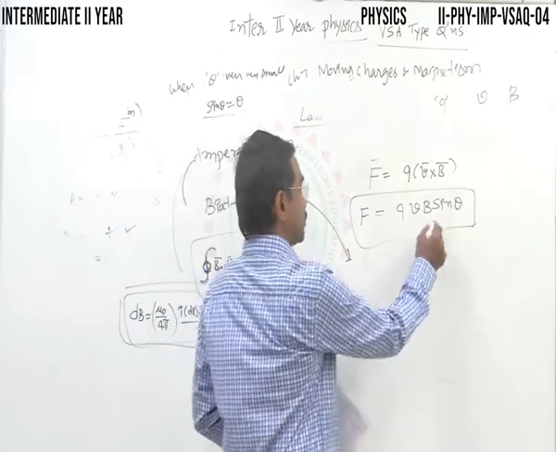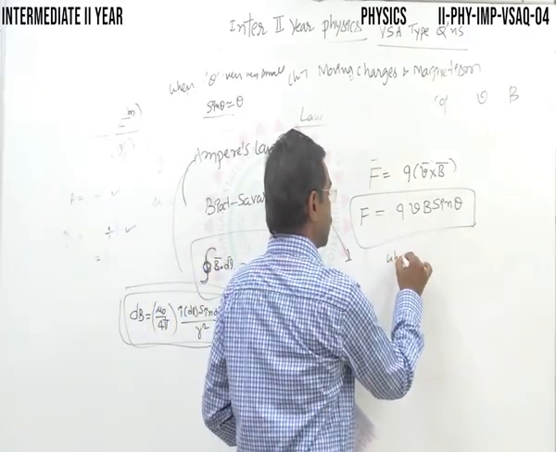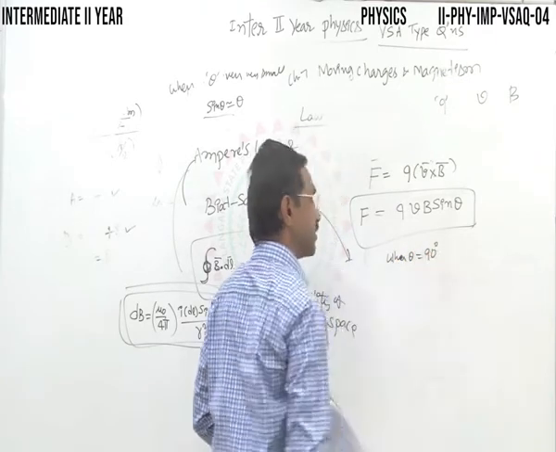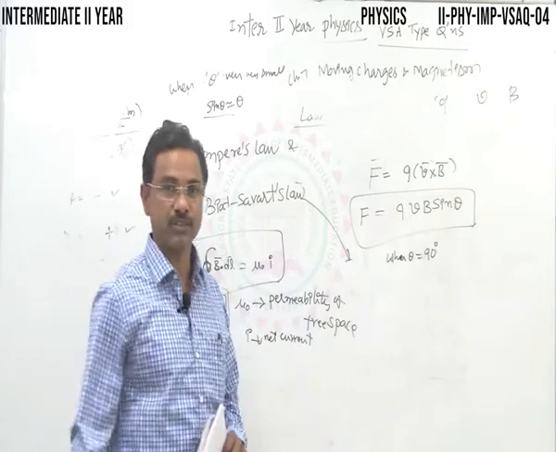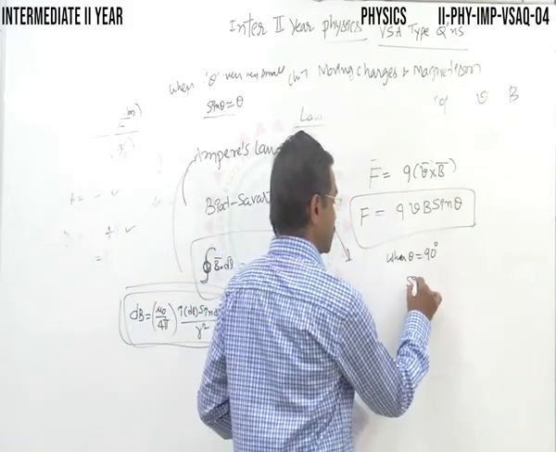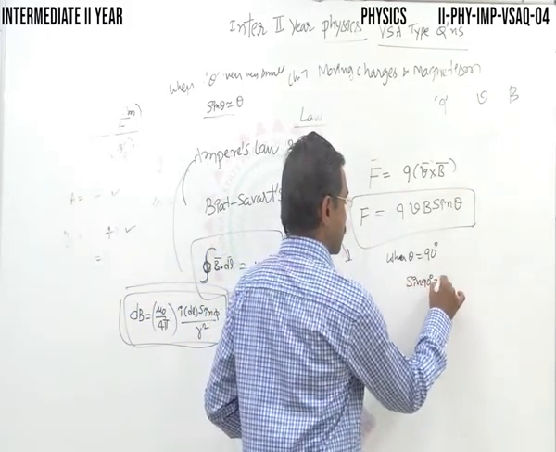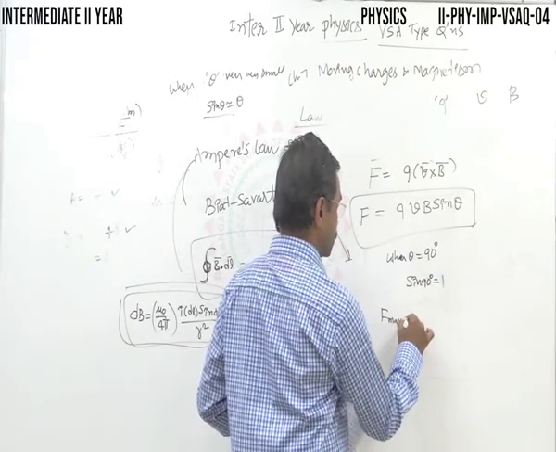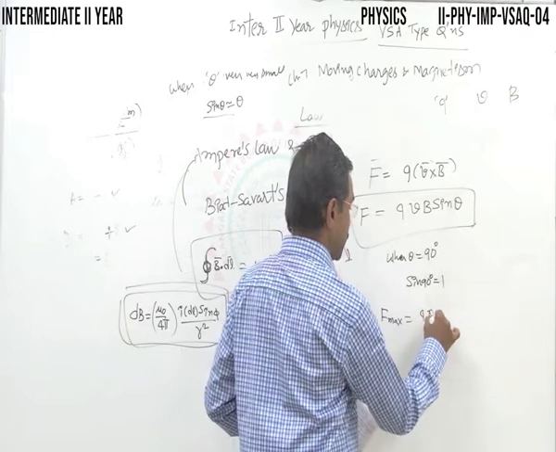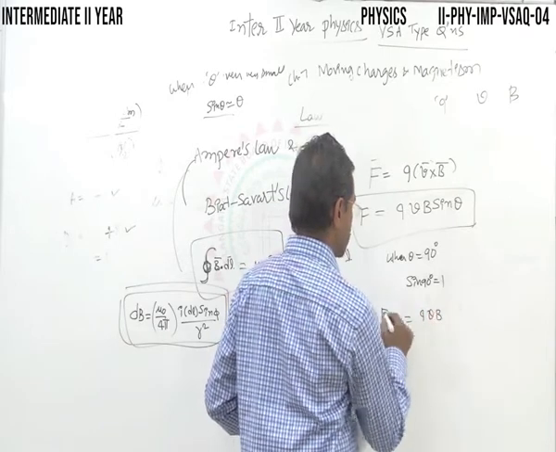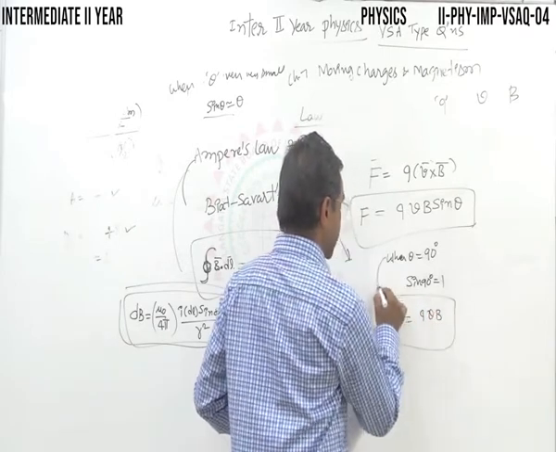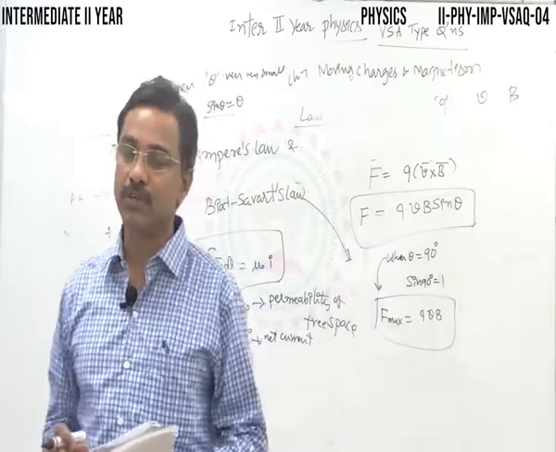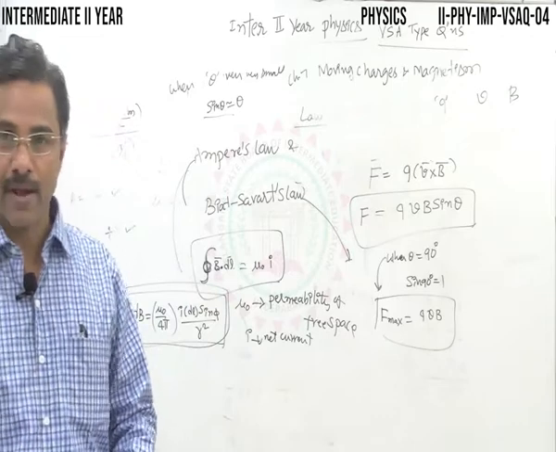So when theta is 90 degrees, sin 90 is maximum, that's 1, isn't it? Sin 90 is equal to 1. So the force will be maximum. Maximum force is given by QVB, since sin 90 is 1. So when theta is 90 degrees, the force on the moving charged particle will be maximum.